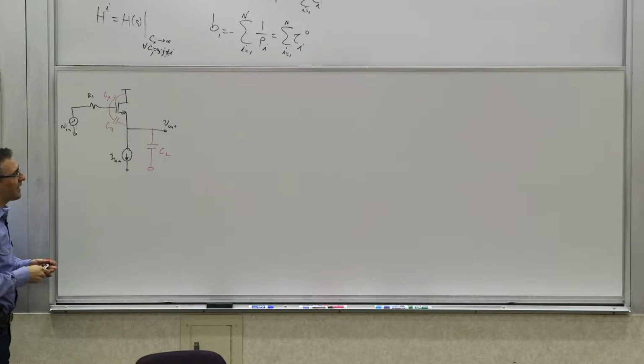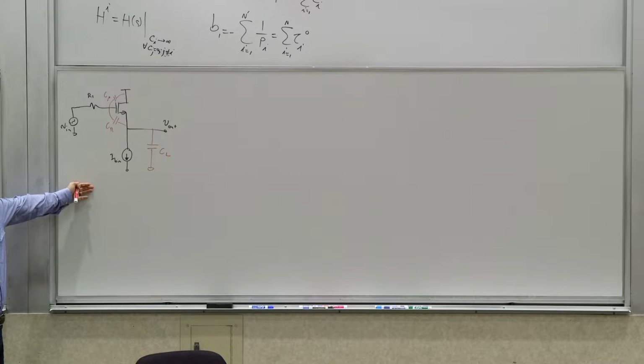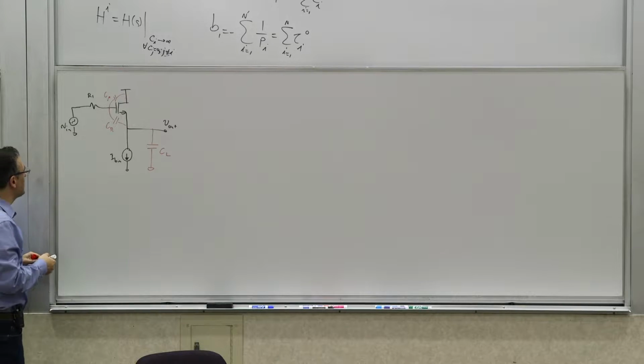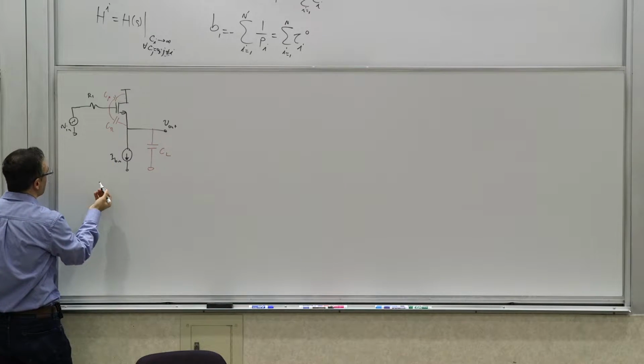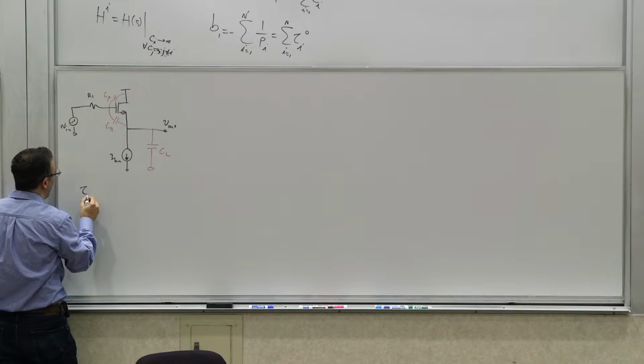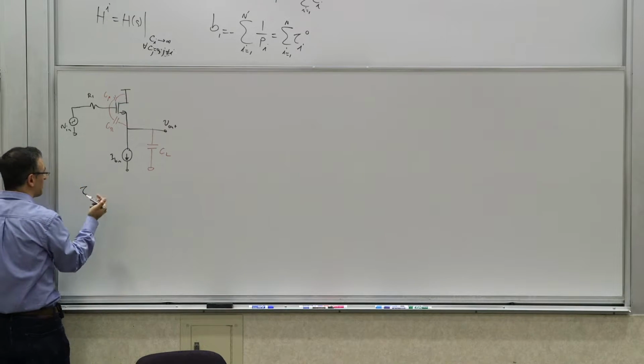Okay, so now let's try to apply the method of zero value time constants for bandwidth estimation and see what we get. So there are 3 time constants here, right? And there are 2 poles. So you see there's no one-to-one correspondence.